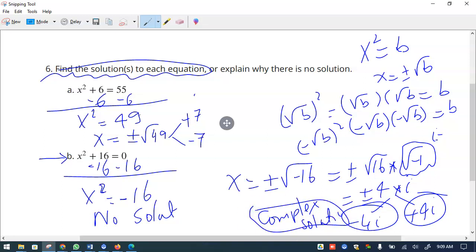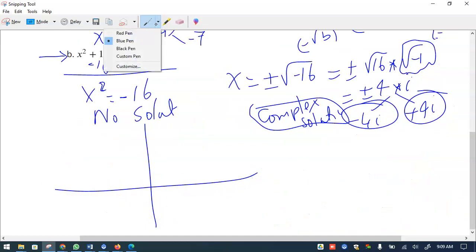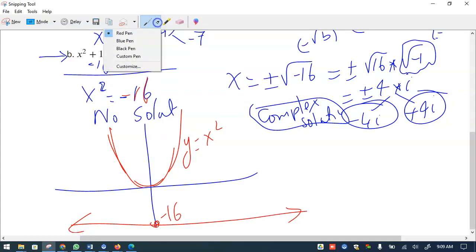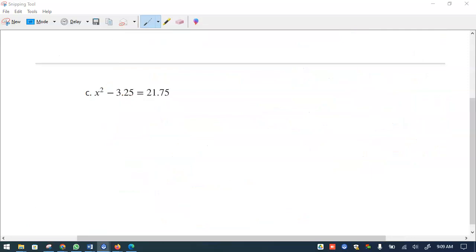In other words, this is the graph of y equals x squared, and minus 16 means it's a line through like this, and you can see the two graphs never cross each other, so there is no real solution. So no real solution.